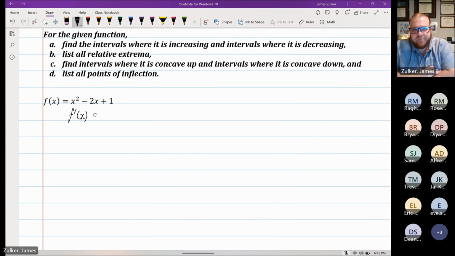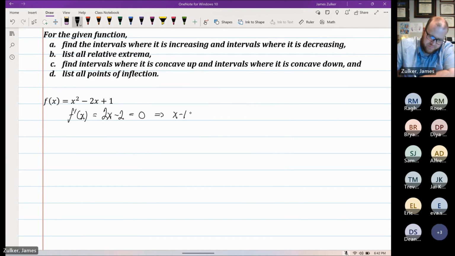First thing we need, f prime. Two x minus 2, right? We want to find critical points. Remember, those are points where f prime is 0 or undefined. Well, 2x minus 2 is linear. It's defined everywhere. So we're just going to set it equal to 0. If you factor out a 2 and divide, this would mean that x minus 1 is 0. So we have a single critical point, c equals 1.